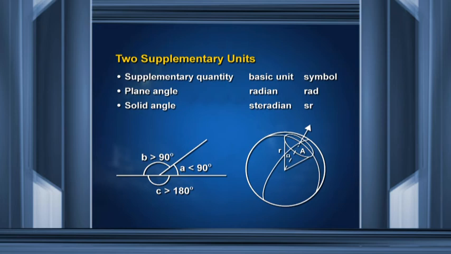The second supplementary unit is solid angle, which is steradian, represented by the symbol sr, and it belongs to a spherical system in which from the center you can imagine a conic section which is having an area of r square, if r is the radius of the sphere. So, the angle subtended by that area on the surface at the center is 1 steradian.